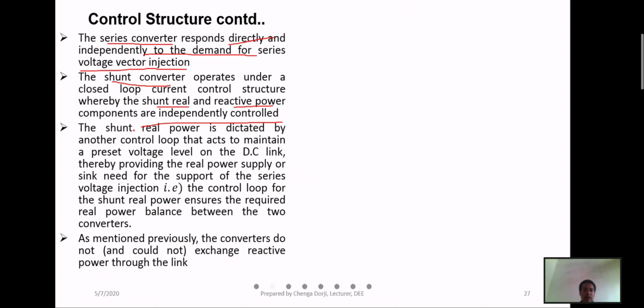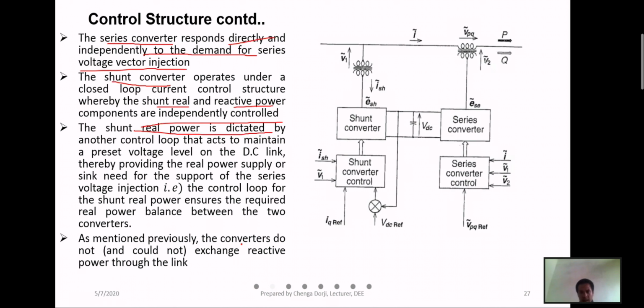Here the shunt real power is dictated by another control loop that acts to maintain a preset voltage level on the DC link. So the shunt is controlled by another loop to maintain the preset voltage level, and for that you are giving VDC. So the shunt real power is dictated by this other control loop.